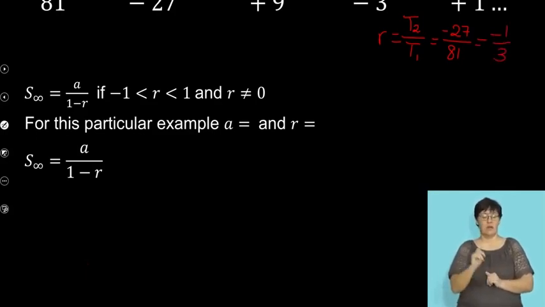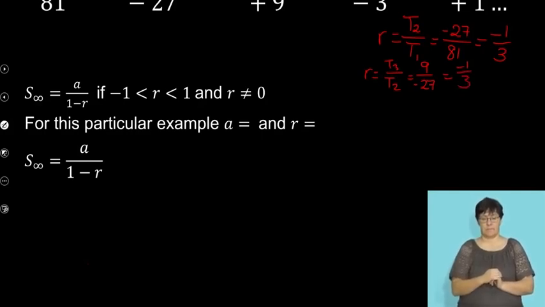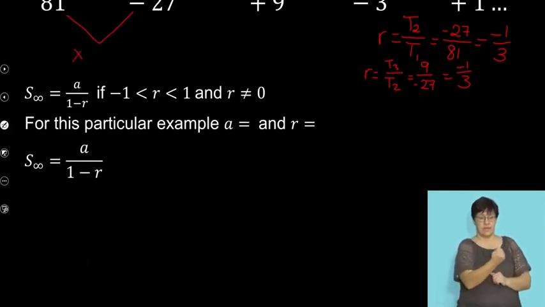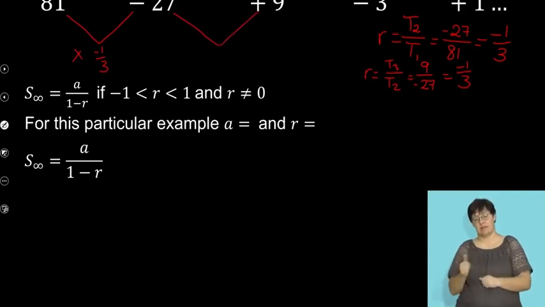I'm also going to check this ratio just to double check that I'm happy with it. I can also check my ratio by saying term 3 over term 2, which will be equal to 9 over -27, which gives me an answer of -1/3. So, guys, what I've established is that each term has been multiplied by -1/3 to get to the next term.